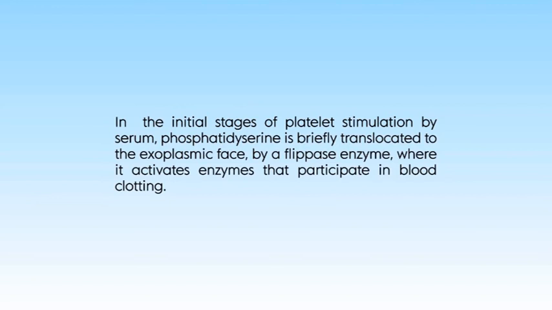Phosphatidylserine also is normally most abundant in the cytosolic phase of the plasma membrane. In the initial stages of platelet stimulation by serum, phosphatidylserine is briefly translocated to the exoplasmic phase by a flippase enzyme, where it activates enzymes that participate in blood clotting. When cells die, lipid asymmetry is no longer maintained, and phosphatidylserine is increasingly found in the exoplasmic phase of the plasma membrane, which is indicative of a cell undergoing apoptosis or programmed cell death.